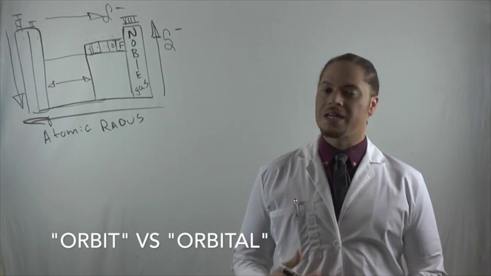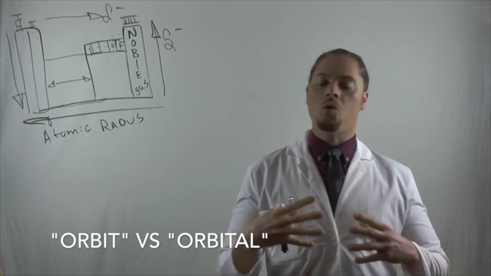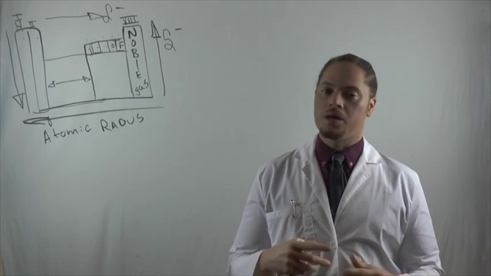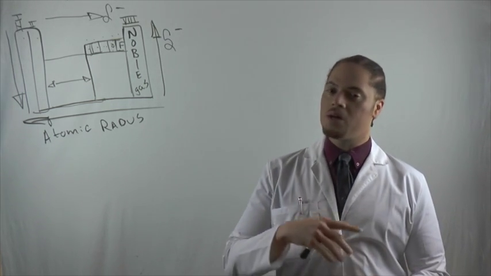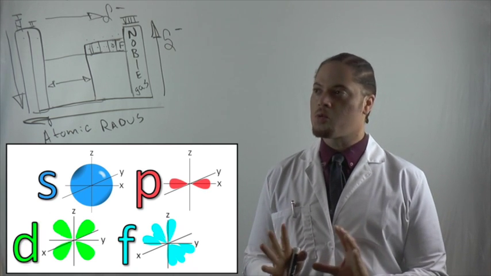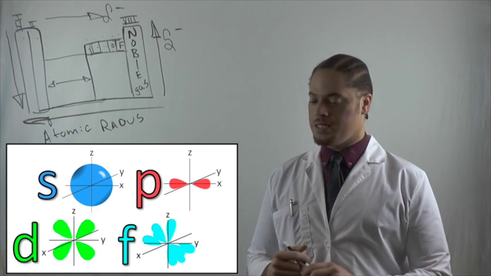Electron shell or electron cloud, it describes the orbital. This term orbital isn't like an orbit. An orbit describes a well-defined shape. An orbital is more of a probability of locating an electron.